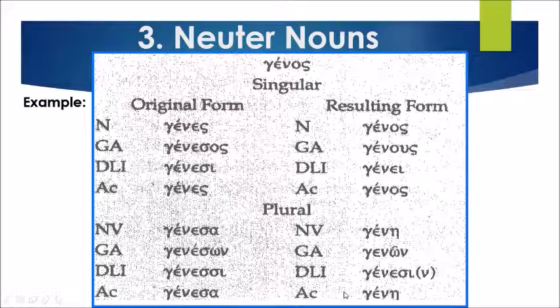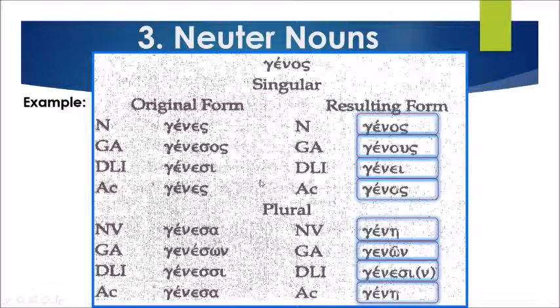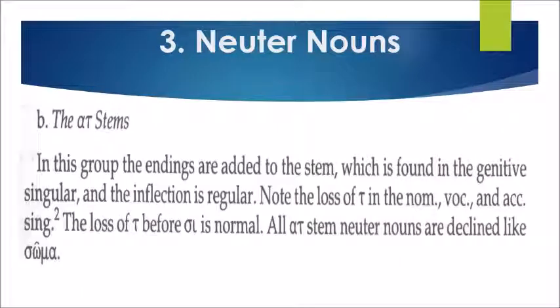The accusative also gene. Right, let's read the resulting form of genos. The nominative altogether, go. Genos, genos, gene, genos, gene, genon, genesi, and gene. Very good. So that is the example of the neuter ending with epsilon sigma. Let's proceed to the alpha tau stems.